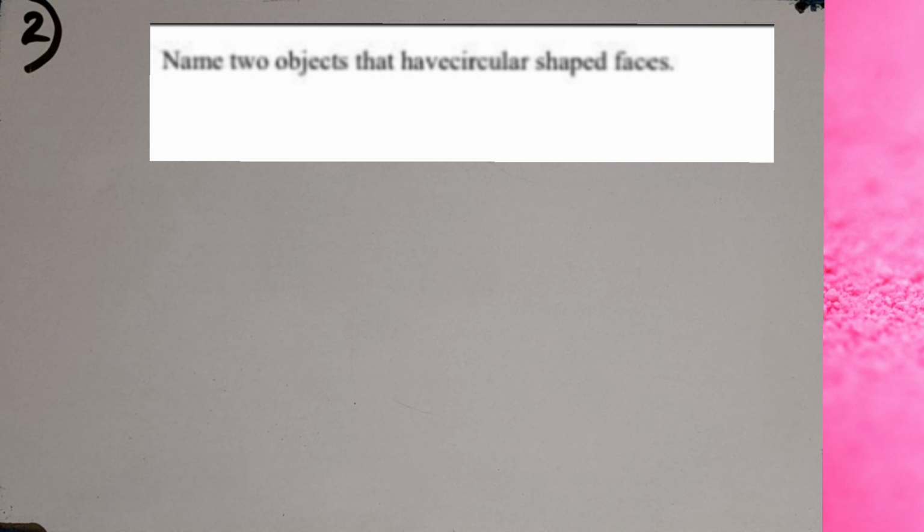Question number 2. Name two objects that have circular shaped faces. What are the objects? There are many objects. A circle, a bangle, then a plate, then a face of a clock, then a wheel. You can name two of these objects.